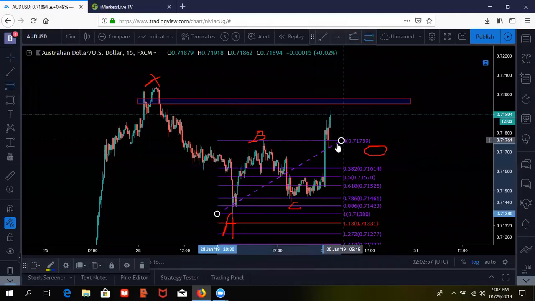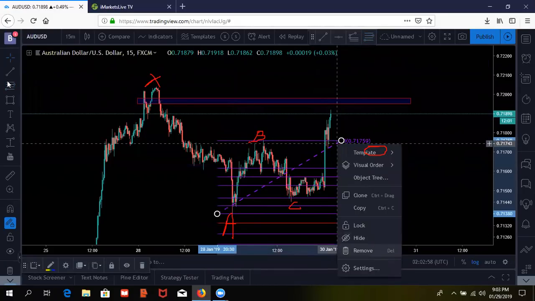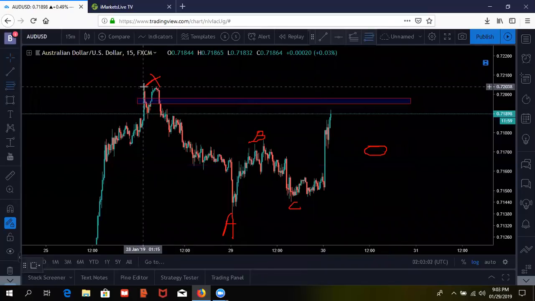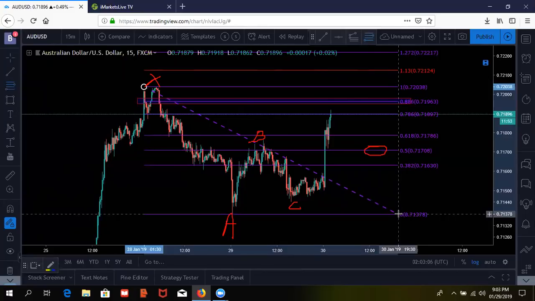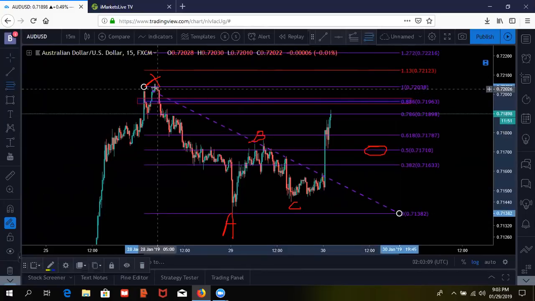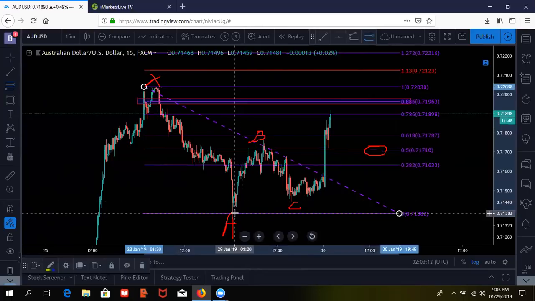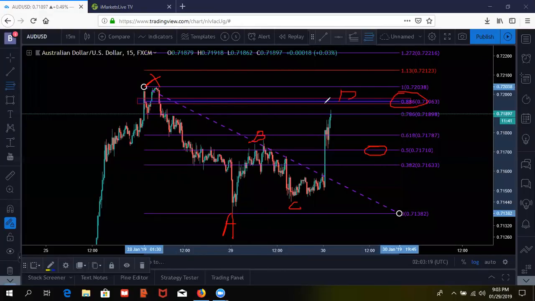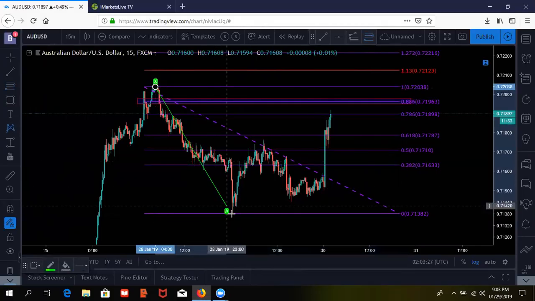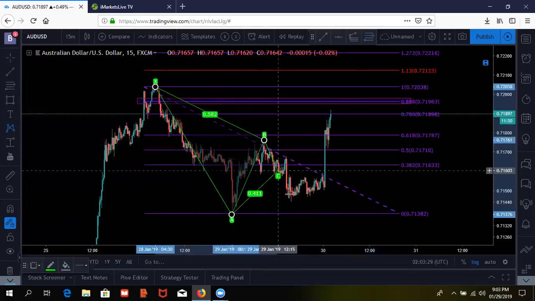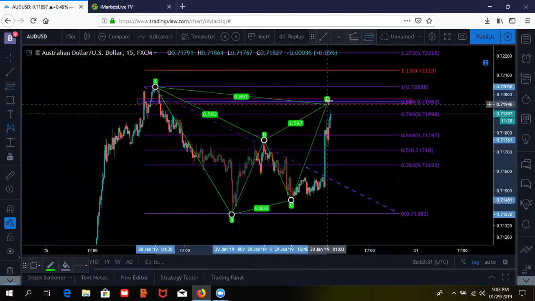And for the final piece of the puzzle, we have our XA. We take the entire ratio from this pattern, from X to A, to give us our entry point, which is at the 88.6, which is right here for that D completion. So let me clear all the drawing tools out and actually draw it up for you guys. So X to A to B, B to C, and D should complete up here.